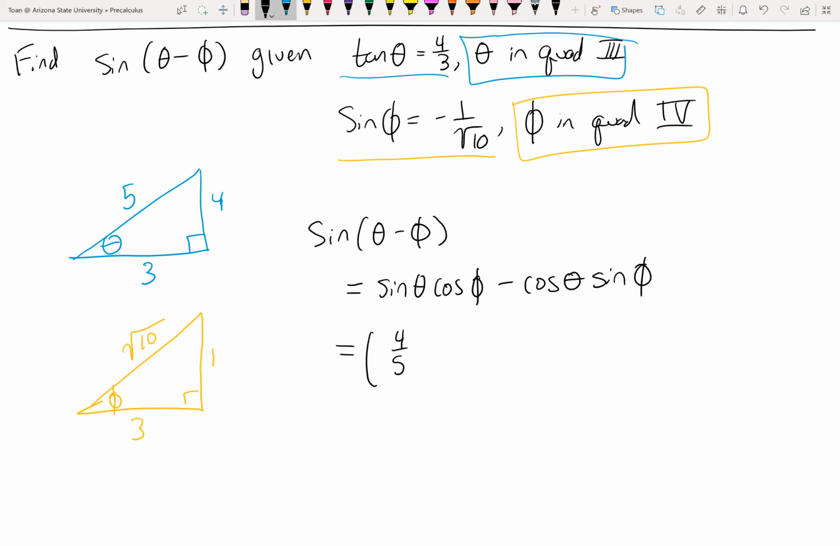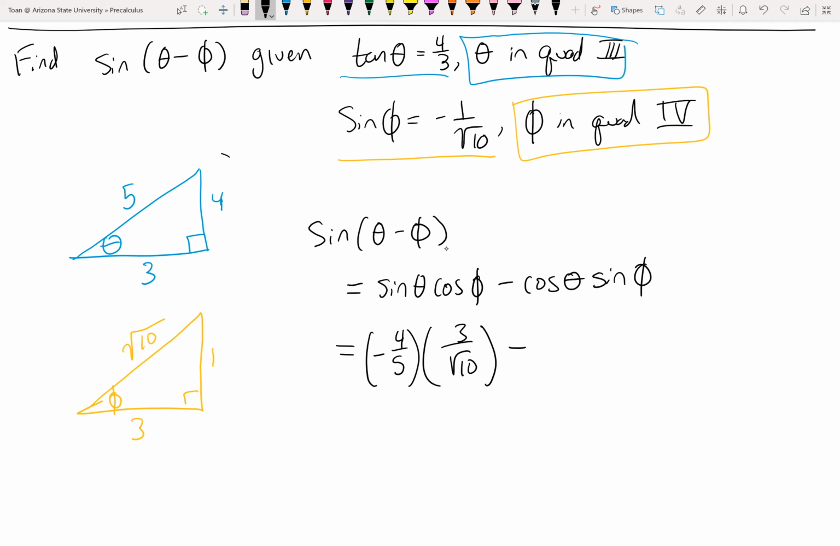I have to remember that I am in quadrant 3, and I should know that sine is negative in quadrant 3. So that guy needs a negative there. Next is cosine of phi. Looking at the phi triangle, I can see that the cosine is 3 over radical 10. But phi is in quadrant 4, and I know that cosine is positive in quadrant 4, so that's good.